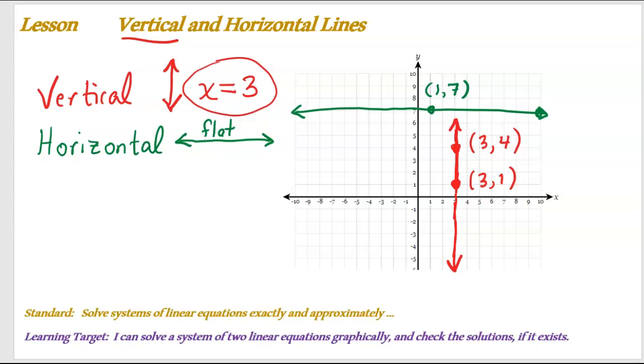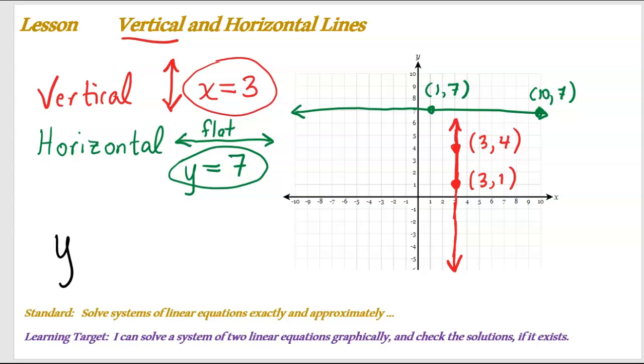And this point is (10, 7). They have the same y value. So a horizontal line is always y equals a number for the equation. Always. So a horizontal line is always y equals a number, and a vertical line is always x equals a number.